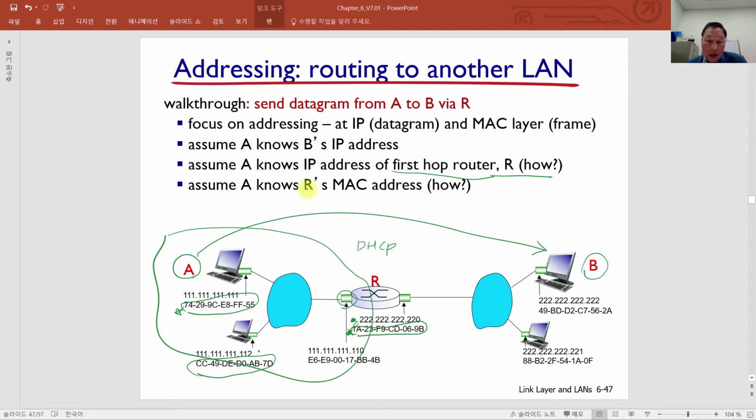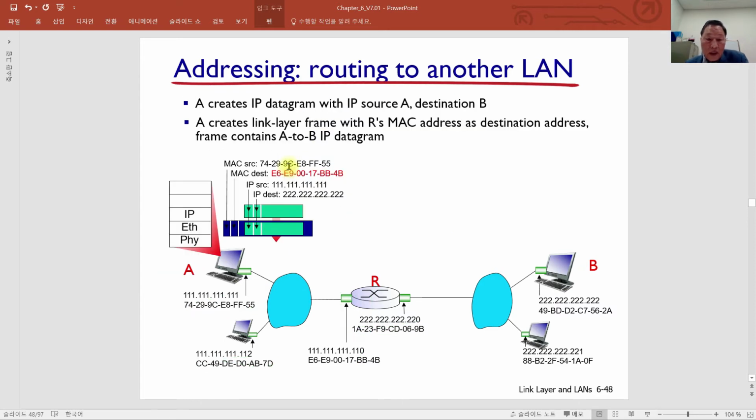Assume A knows the router's MAC address. How? Using DHCP. If it doesn't know that, then it can request it using the ARP query packet, and it will get that. And that will be stored in the ARP table of this computer. That's the MAC address of that router.